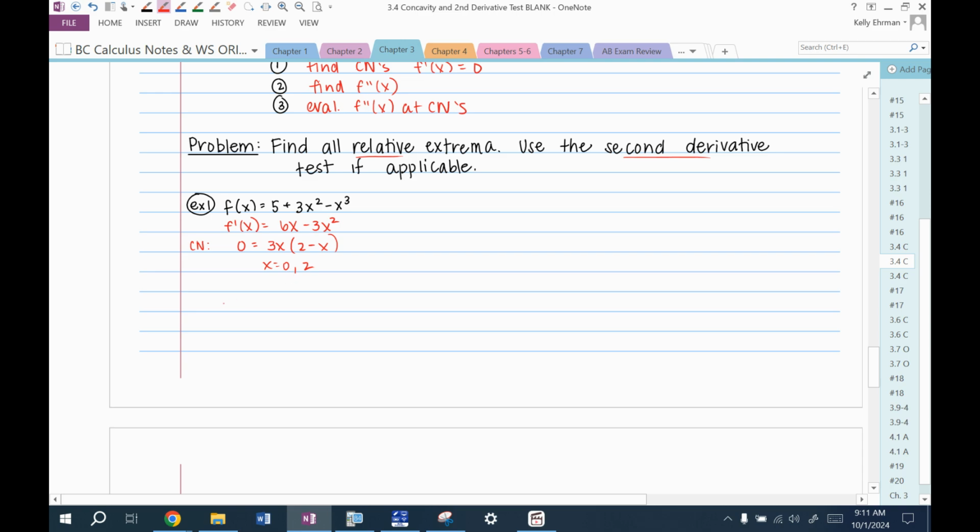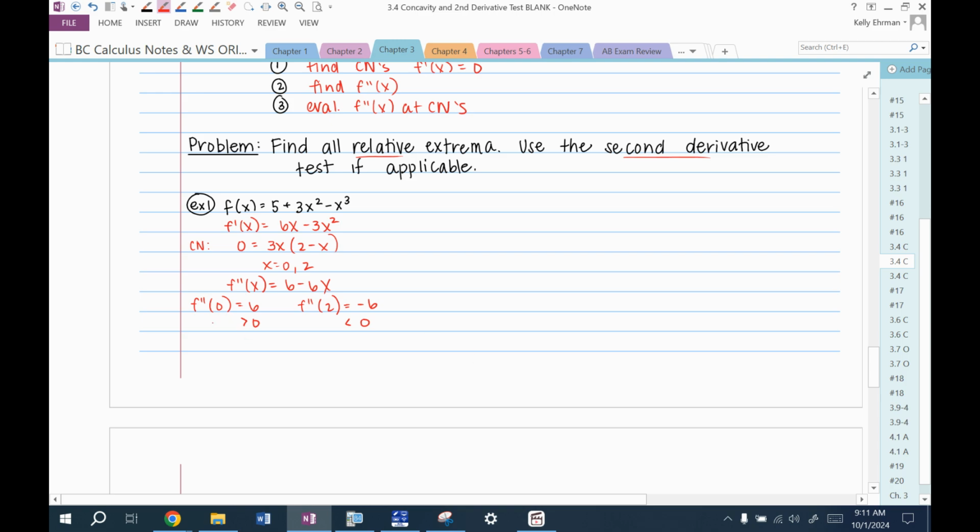Now, first derivative test is put them on a number line and test. Second derivative test says now find f double prime of x. So that would be 6 minus 6x. Evaluate f double prime at each of these values. So at 0, I would get 6. And f double prime evaluated at 2, I would get 6 minus 12, so negative 6. So because I didn't get 0, I can make a conclusion here. So 6 is greater than 0, and negative 6 is less than 0.